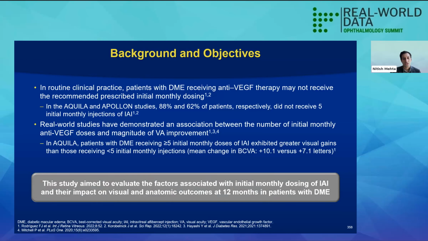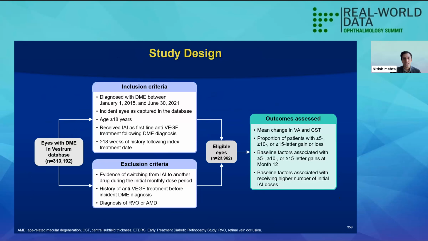And so we aimed to use a large database to assess the factors associated with the initial treatment frequency and their impact at 12 months in eyes with DME. As we've heard, in the Vestrum database there are around 300,000 eyes with DME, and we included eyes that had DME diagnosed between 2015 and 2021 that received aflibercept as first-line therapy without switching during the initial loading phase, and that had a greater than 18-month treatment history in the database. That found around 23,000 eyes.